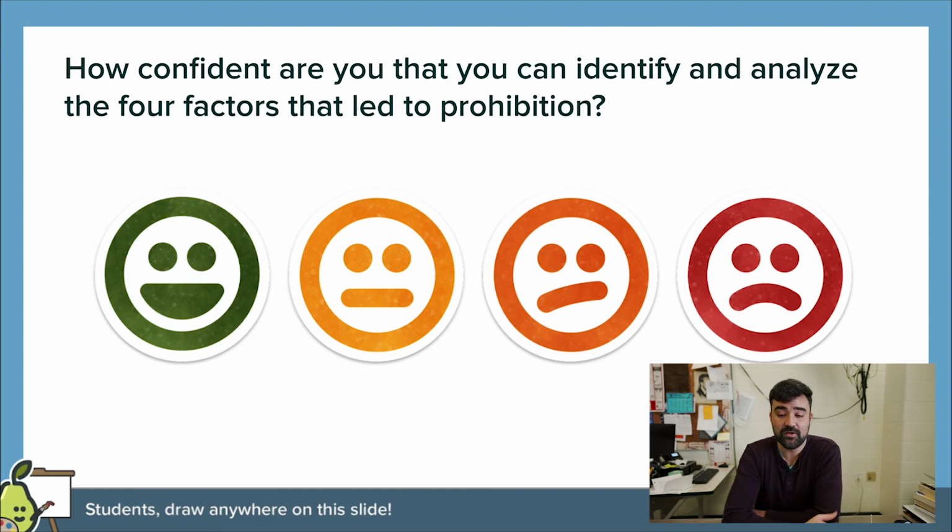How confident are you that you can identify and analyze the 4 factors that led to prohibition? You choose one. If it's a question or a concern, I'll find you and we'll talk about it.